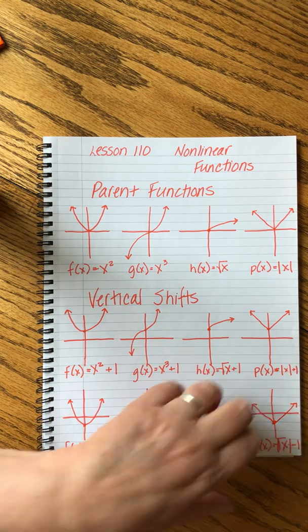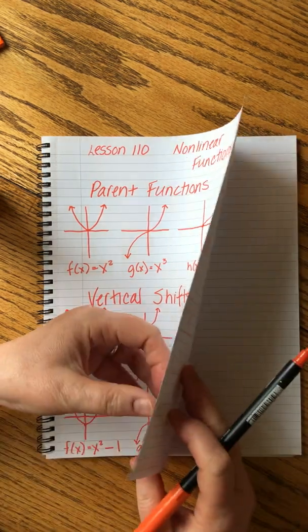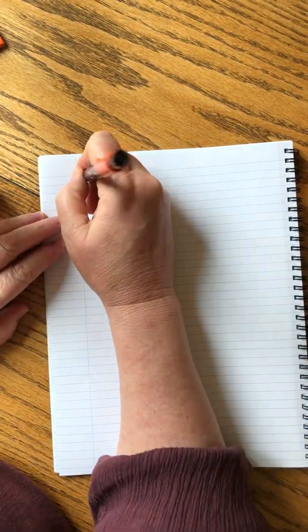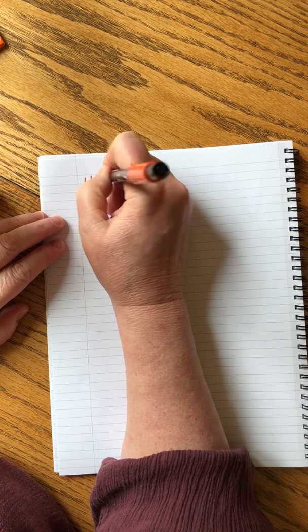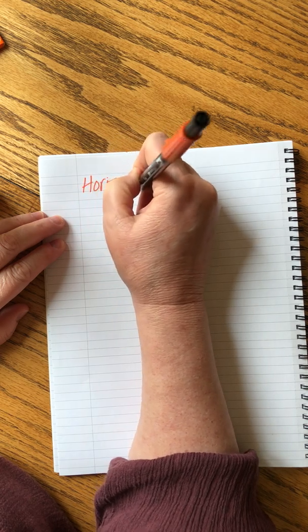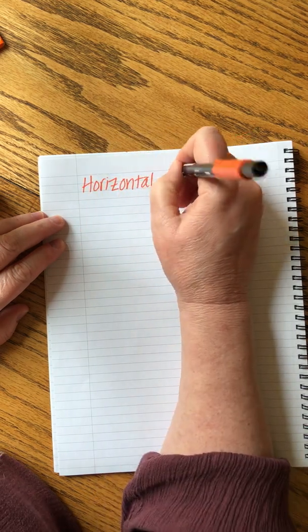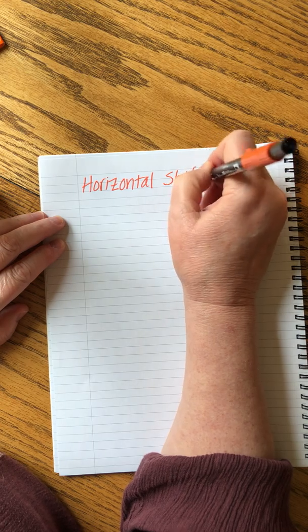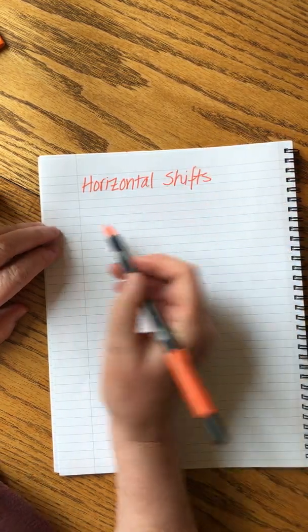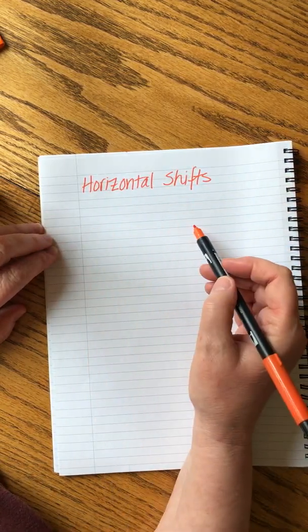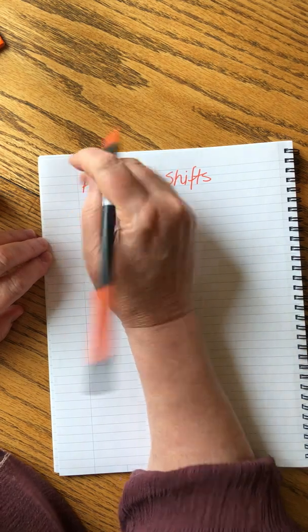Okay, now let's talk about horizontal shifts. This time, we're not moving them up and down. We want to move them side to side. So let's go ahead. I want to see exactly how I spaced them.